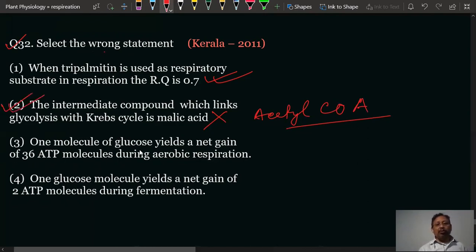Option 3, one molecule of glucose yields a net gain of 36 ATP molecules during aerobic respiration. This is true. Option 4, one glucose molecule yields a net gain of 2 ATP molecules during fermentation. True.